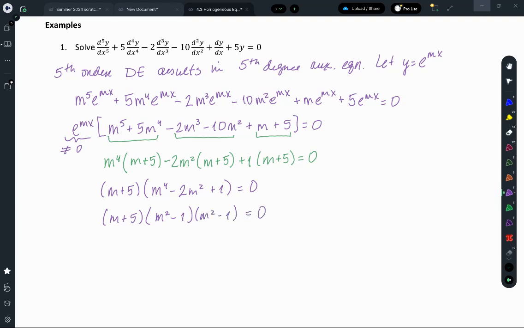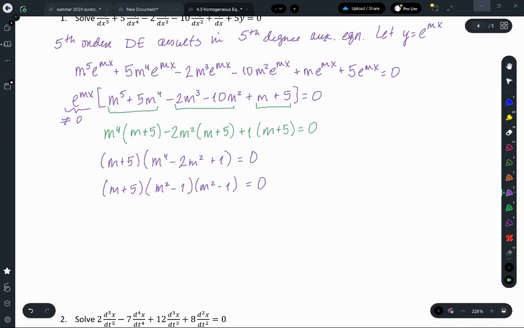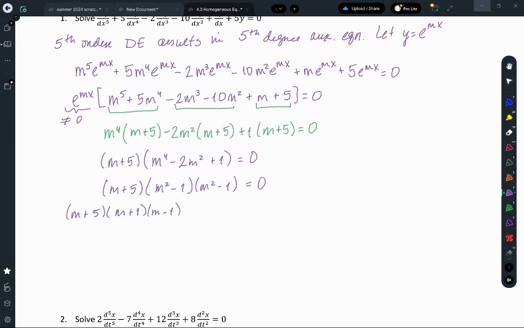Okay? And each of the m squared minus 1s will factor to be m plus 1, m minus 1, and I can write that. So we have m plus 5, and then m plus 1, m minus 1, and then again m plus 1, m minus 1 is 0. So we get m equals minus 5, m equals minus 1 twice, and m equals 1 twice.